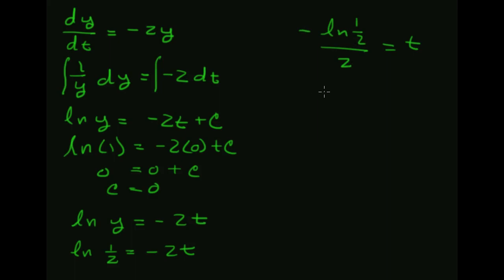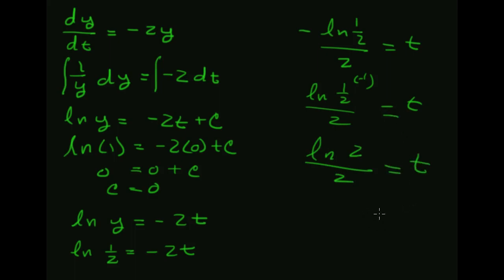The negative power comes up, so this means that I have the natural log of 1/2 to the negative 1 over 2 is t, so the natural log of 2 over 2 is t. So that's problem C. So a little fancy footwork there with the laws of logarithms, but otherwise we're in good shape. All right, so let's look at number 4.